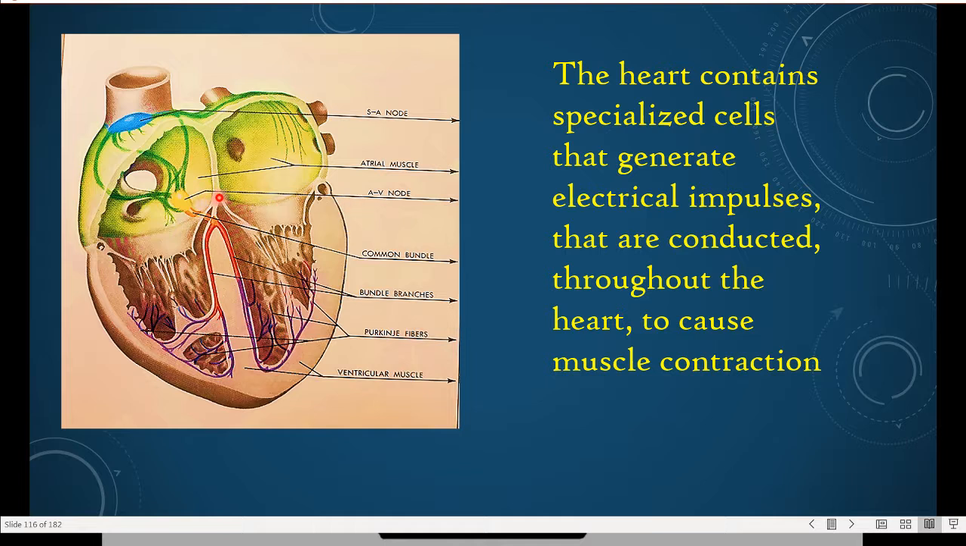We have the AV node, and then we split off into the left and right branches. And as we go down, we start calling these the Purkinje fibers. And they surround the ventricles here. So that's your electrical fuse box.